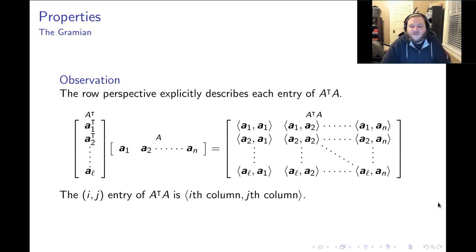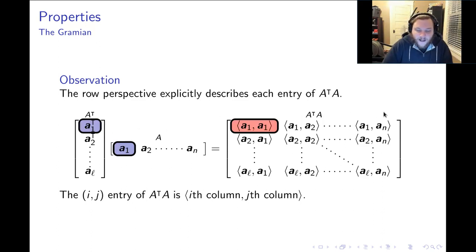Now, I want us to take an even closer look at the Gramian. If we're taking A transpose and multiplying by A, and we think about what that entails from the row perspective of matrix multiplication, what we're really doing is taking an inner product of every column of A with every column of A. Like the 1-1 entry of the Gramian is just the inner product of the first column of A with itself. And if you remember about inner products, when you take an inner product of a vector with itself, that's really the length of that vector squared.